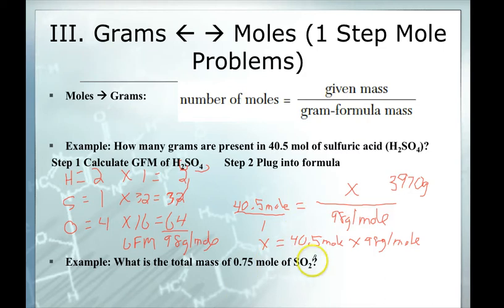All right, same kind of question, except instead of H2SO4, we're doing SO2. So I'm just going to quickly run through. The gram formula mass for SO2 happens to be 64 grams in a mole. This is something we already did in lesson 2, so you should be able to do this.